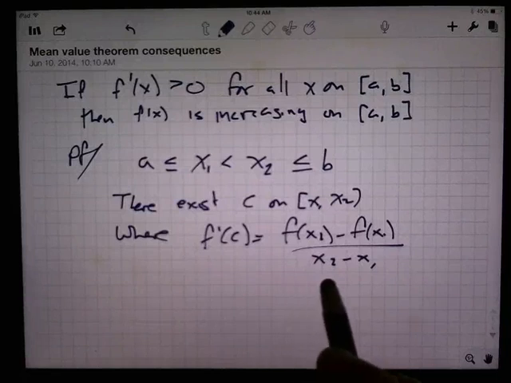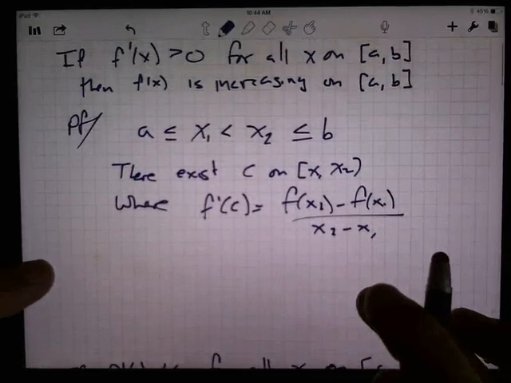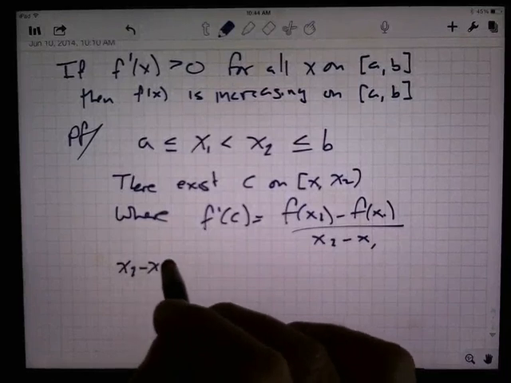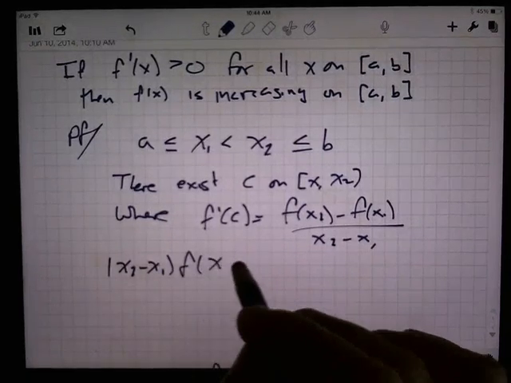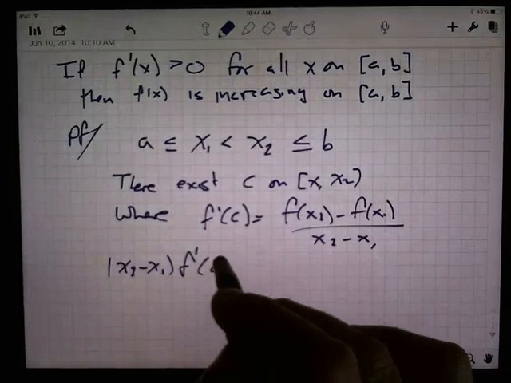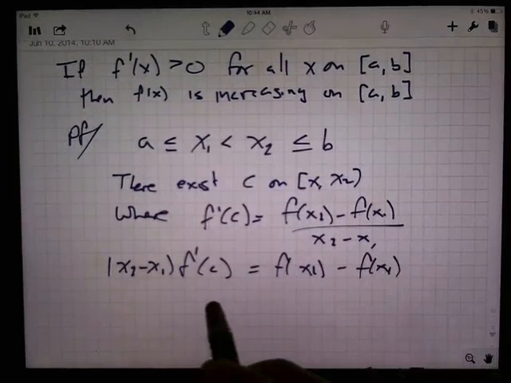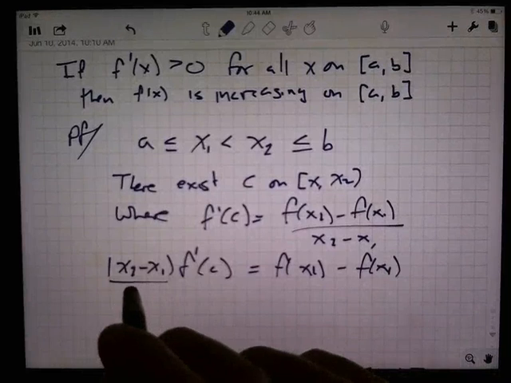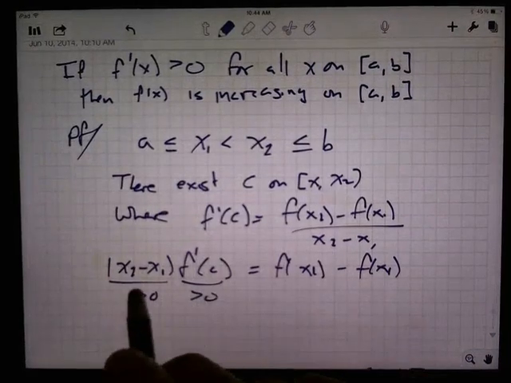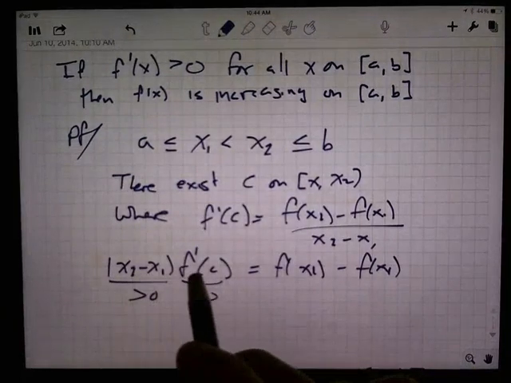Well, let's multiply both sides by that denominator. So I've got x2 minus x1 times f prime of c equals f of x2 minus f of x1. And notice this thing right here is bigger than 0. This thing right here is bigger than 0. Right? This one's bigger than 0 because x2 is bigger than x1. This was the hypothesis. Both of these things are bigger than 0.